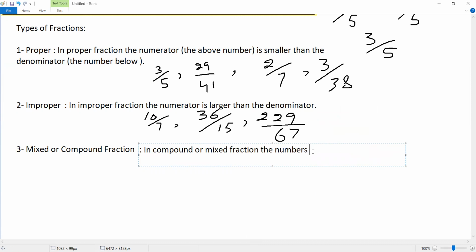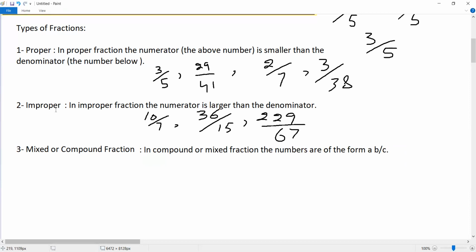In compound or mixed fraction, the numbers are of the form a whole b over c. Let me write it. The numbers have form a whole b over c. A is multiplying with b over c. A whole b over c.